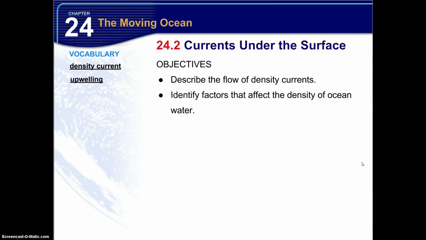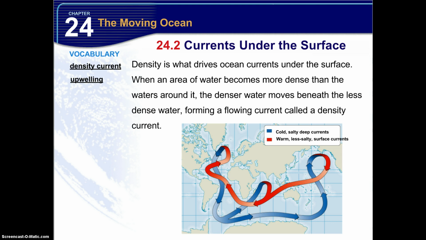Key idea here: deep ocean currents are driven by properties that determine the density. So deep ocean currents are driven by density of water, such as salinity and temperature. Now, density is what drives ocean currents under the surface. When an area of water becomes more dense than the waters around it, the denser water moves beneath the less dense water, forming a flowing current called a density current.